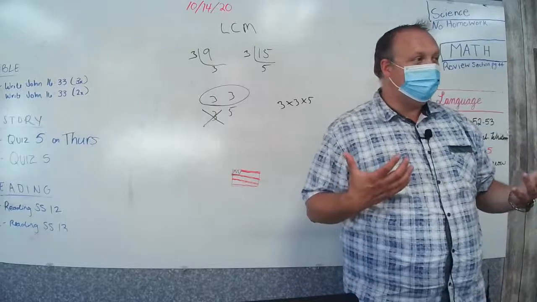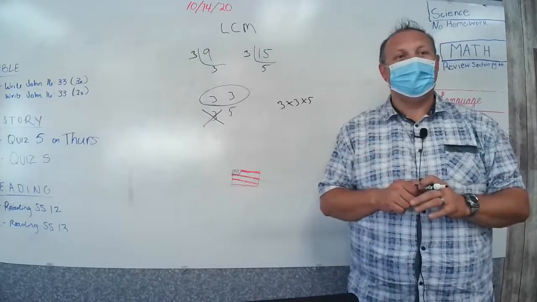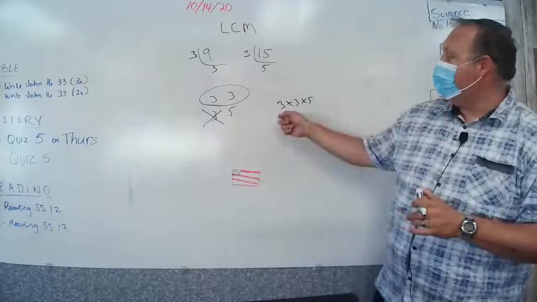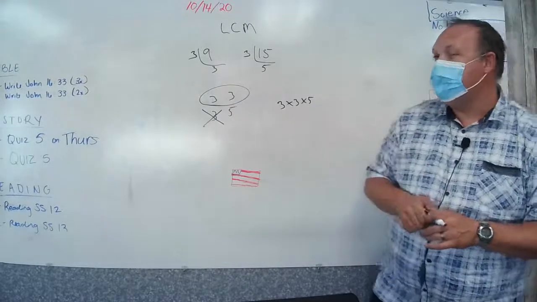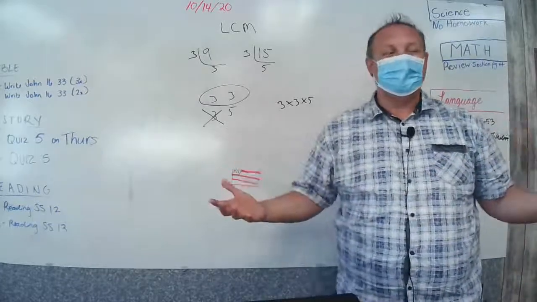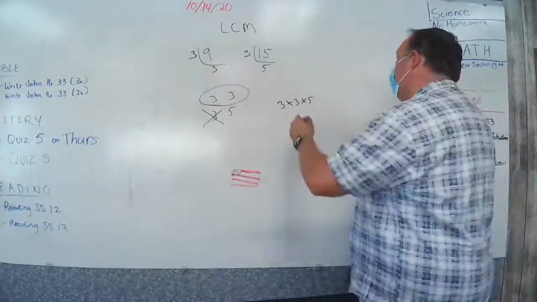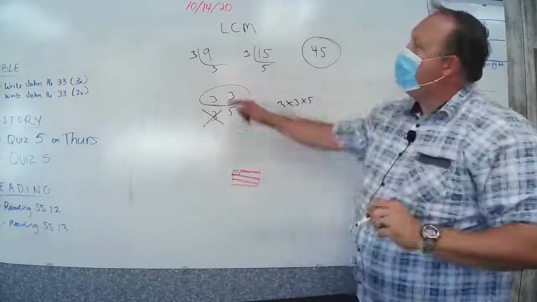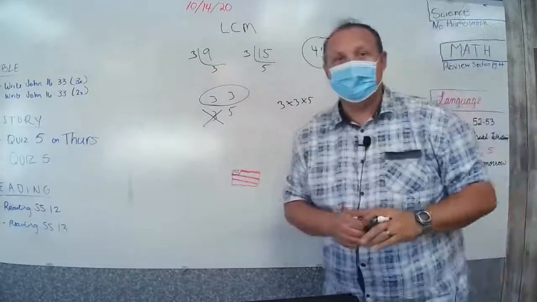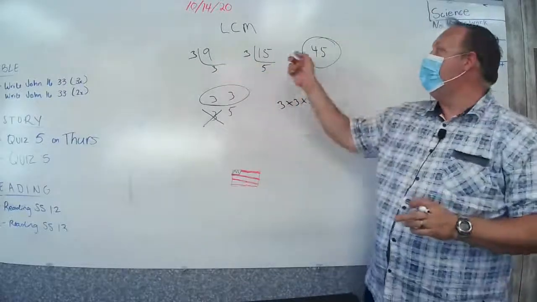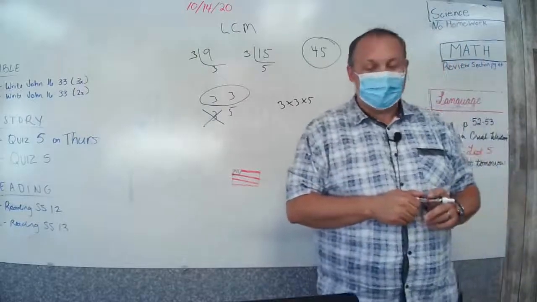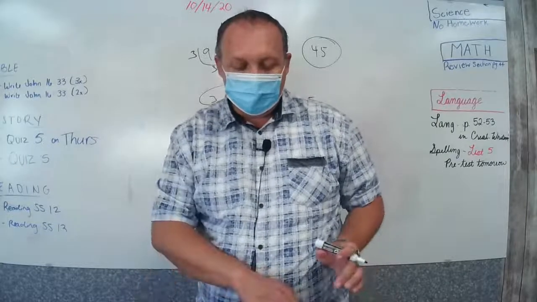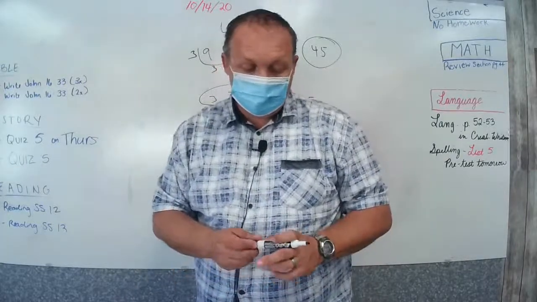Follow along so far? Okay? So, 3 times 3 times 5. 3 times 3 is? Times 5 is? 45. Now, does 9 go into 45? Yes, it does. Does 15 go into 45? Yes, it does. So 45 is our least common multiple between those two numbers. Let's look at another one.